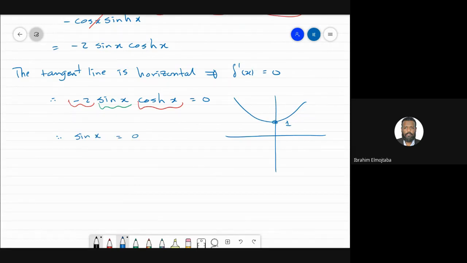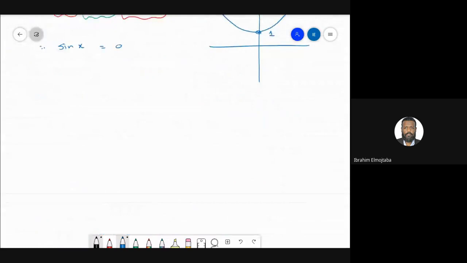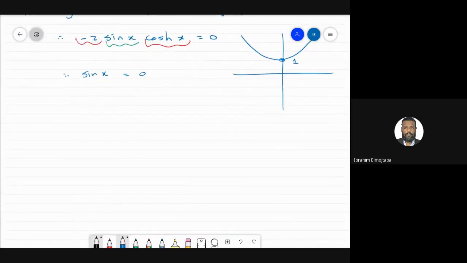Of course, remember that sin x equal to 0 is a trigonometric equation, and it might have an infinite number of solutions. But because the original function was mixed from hyperbolic and trigonometric functions, we're going to take all the solutions in the first quadrant. That's why I will only take the solution x equal to 0. Now, this is the only solution, that x is equal to 0, right?